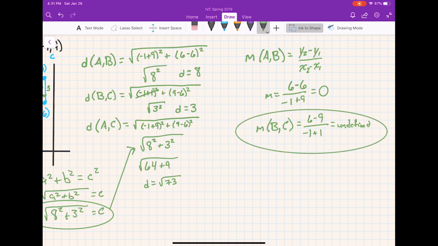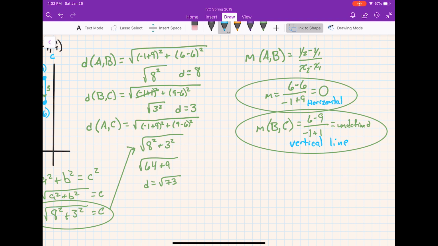Let me get this circle here better. There we go. So this guy right here is a vertical line. Just write down vertical. Because we know if the slope is undefined, it's vertical. And then this line right here, since the slope is 0, we know that's a horizontal line.